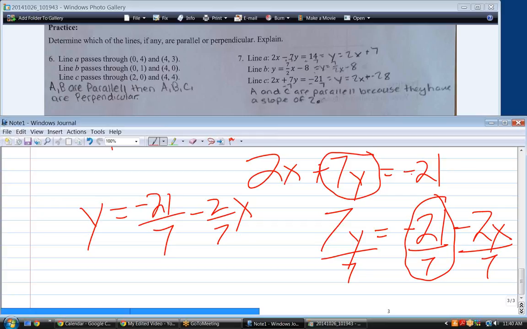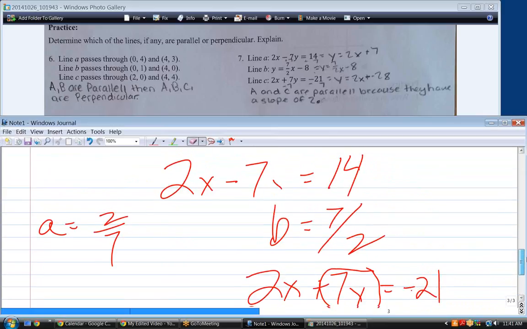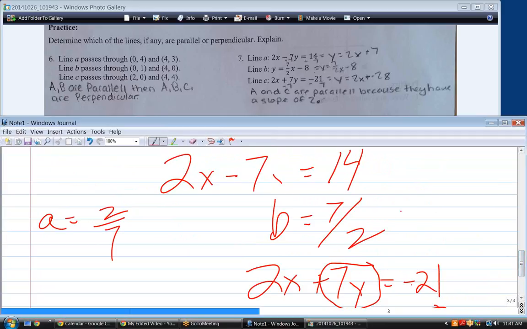In other words, when you say slope, you're saying what is the slant of that line? 2/7 is fairly flat. That's what I'm talking about. 2/7 right there. Negative 2/7 looks like this. But it's not 2/7 x. Okay, remember y equals mx plus b. M is the slope, and m is only the coefficient of the x term. Cool. So we had A was 2/7, B was 7/2, and C was negative 2/7.